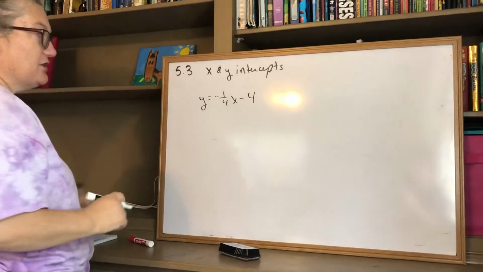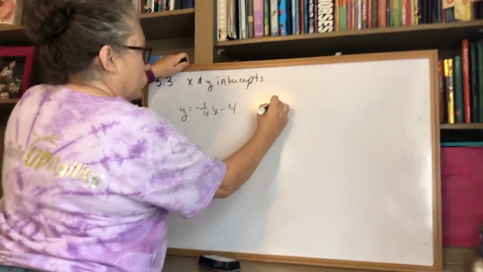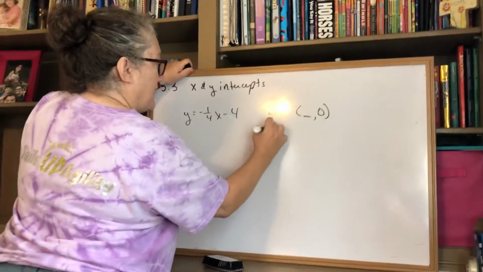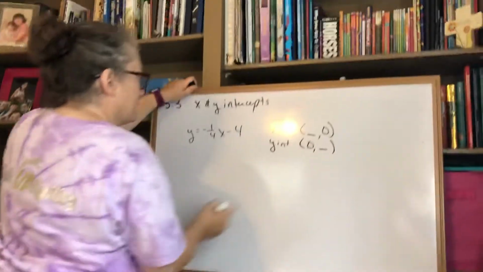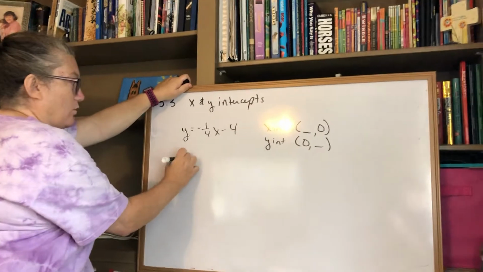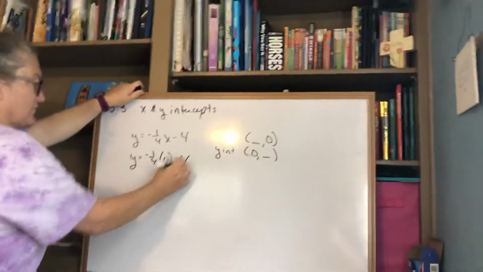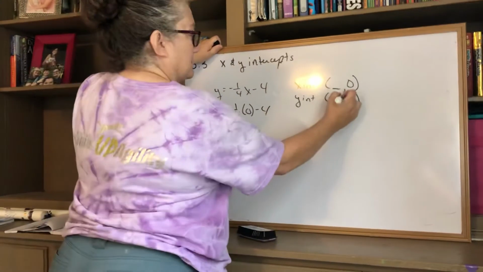Okay, once again, we're still graphing this by finding the x and y intercepts. The x-intercept is always going to be x and y is 0. The y-intercept is always going to be x is 0 and y. So I can plug these in. y equals negative 1/4 times 0 minus 4. y equals negative 4. That's my y-intercept, negative 4.